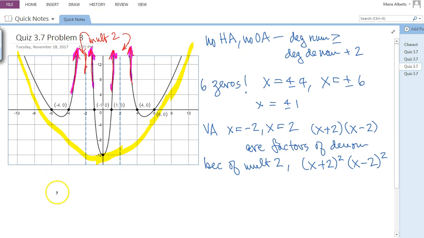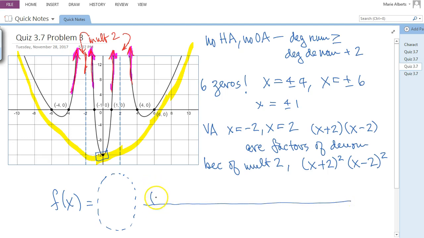Okay, I have f of x. I'm going to leave room for a scalar. And I'll determine just what that scalar is by looking at this f of 0 equal to negative 12. I'm also going to have x plus 6, x plus 4, x plus 1, and then x minus each of these things. I'm just writing them down left to right.